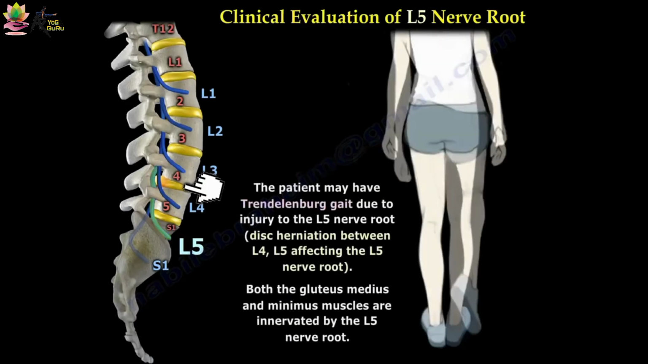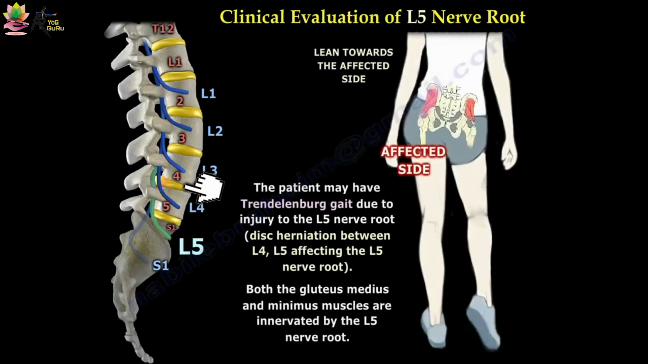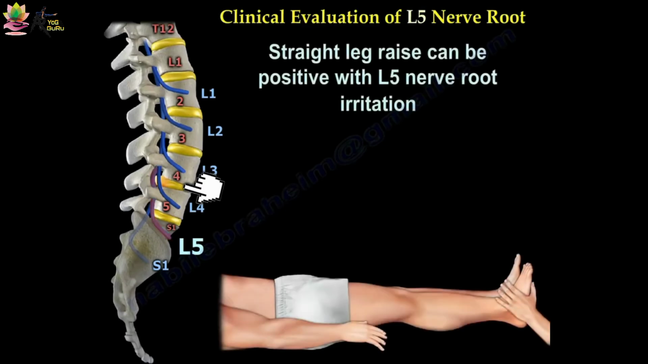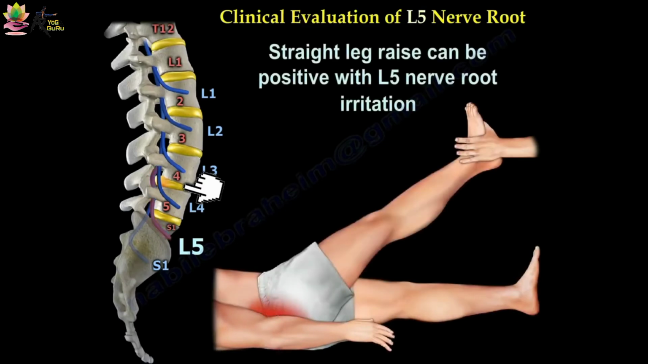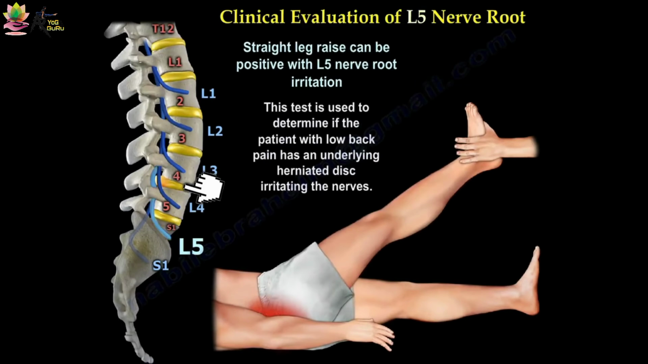They can give you a Trendelenburg gait, that's an L5 nerve root, gluteus medius and minimus. Because of disc herniation between L4 and L5, it will affect the L5 nerve root. So both muscles are supplied by the L5 nerve root. Straight leg raise can be positive when there is irritation of the L5 nerve root. This test is used to determine if the patient with low back pain has an underlying herniated disc irritating the nerves.